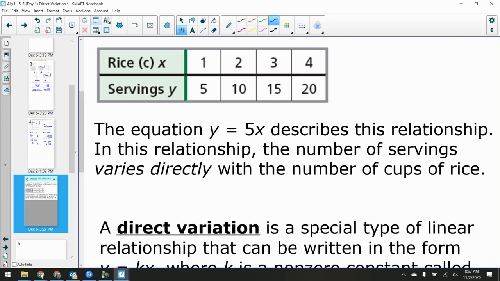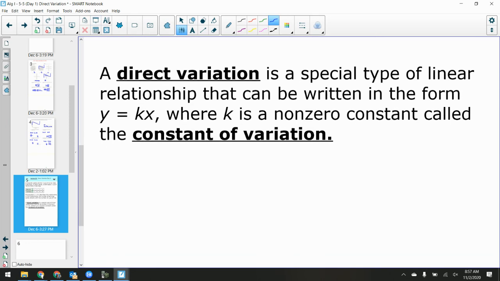That is what's called a direct variation. A direct variation is a unique type of linear relationship. All direct variations are straight lines. Not all straight lines are direct variations. Right? What happens if it's got a y-intercept? I must have added or subtracted something to it. Therefore, it's no longer a direct variation.